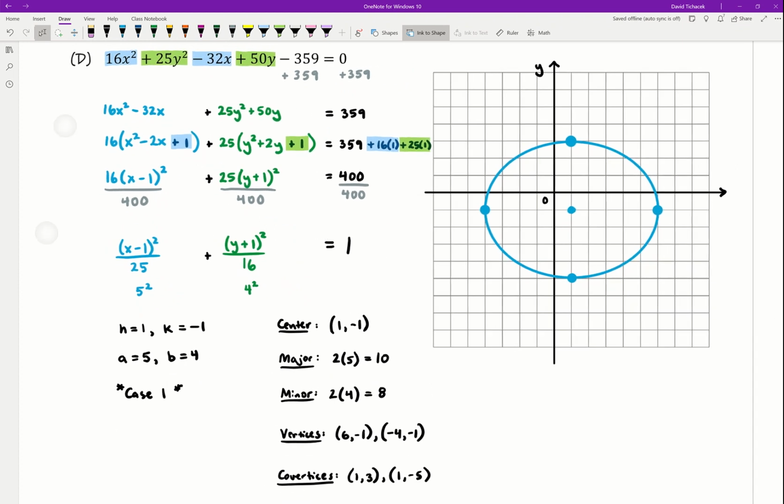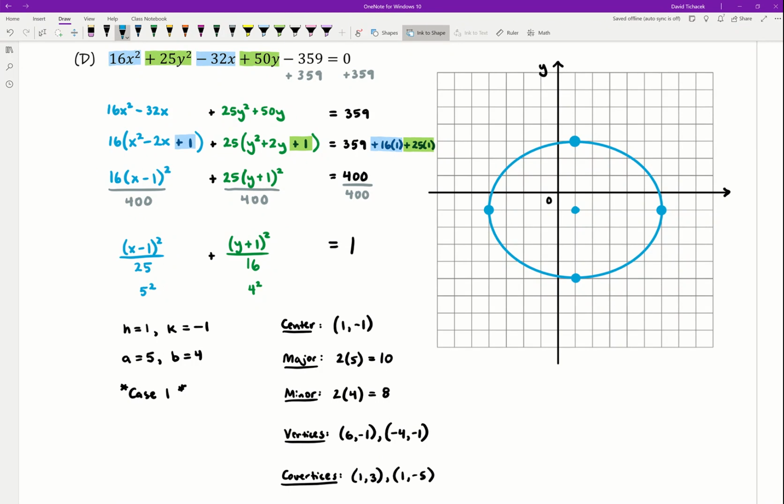Going through, plotting the center, and then plotting all of your different points here. So here's where your center would be. Your vertices would be the endpoints of your longer axis, your major axis, and then your co-vertices would be the endpoints of your minor axis, so your shorter one there, okay? So go ahead and pause the screen, read through that work there, and make sure that you're able to make some sense of that, and then that's actually all I have for this video.